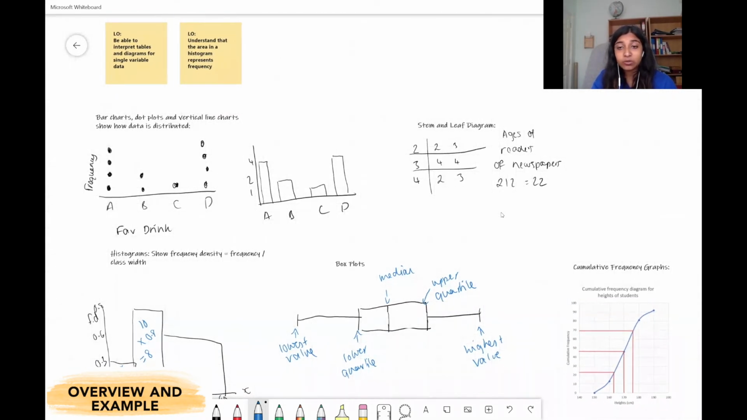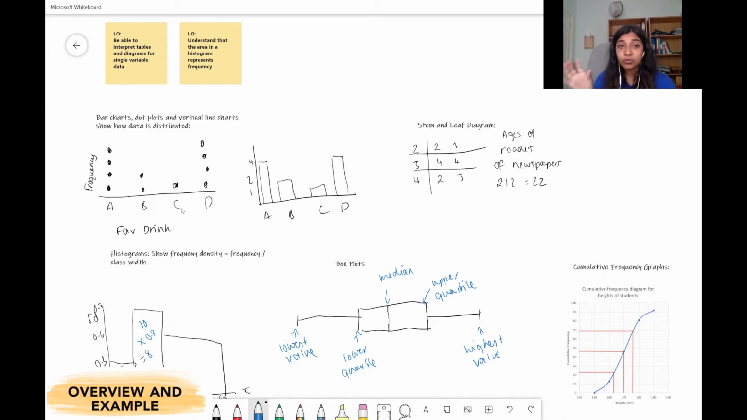Our next video will tell you how to actually work out your median, lower quartile, upper quartile from your cumulative frequency diagrams and also from your other types of graphs. But for now, for this video, you just need to know the different ways we can display data and the different types of information you can get from your different graphs.